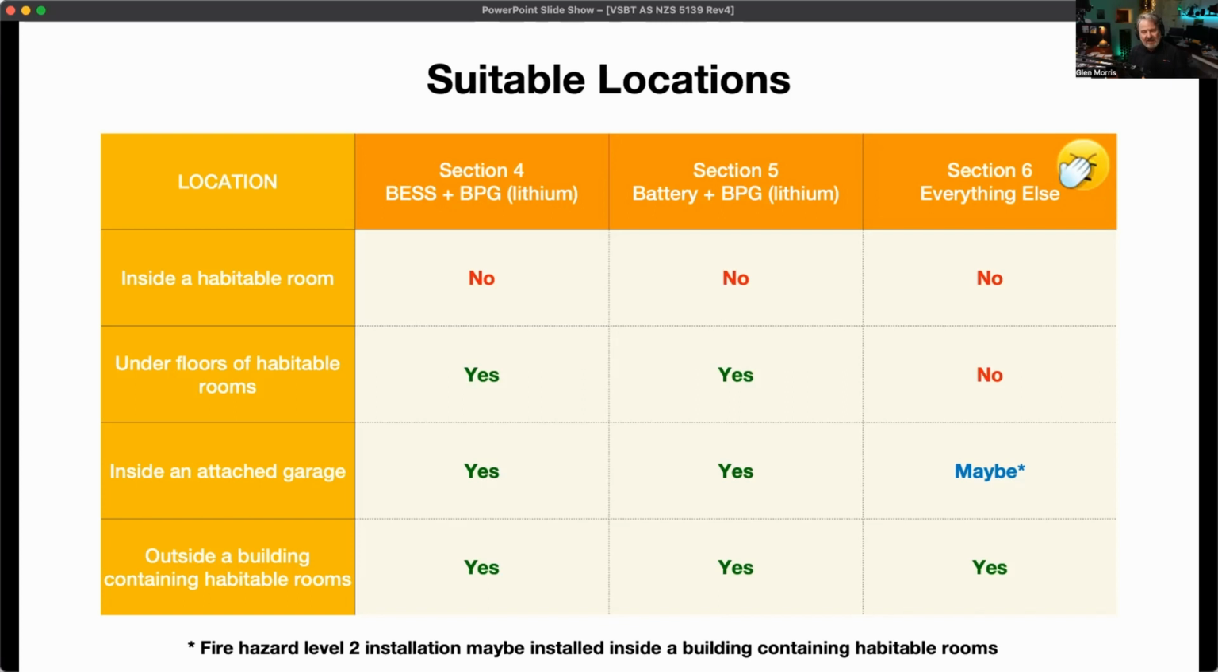Can you put them under the floor? Now, when I say under the floor, I don't literally mean in the dirt under your house, because that's a wet or damp location. You can't put them there. But let's say you've got an elevated floor or a 2-story building. Can you put them under the floor of a bedroom? So there's a bedroom on the first floor, there's a garage below. You can for lithium if it's a Section 4 and 5 system, but Section 6, no. That would be lead acid batteries, for instance. You can't put them under a floor of a habitable room.